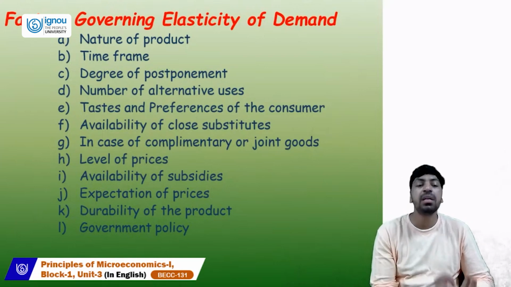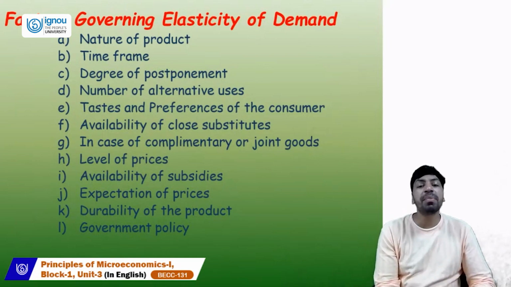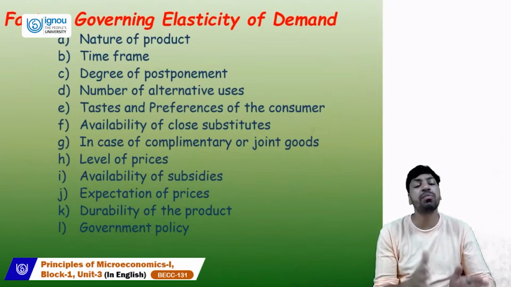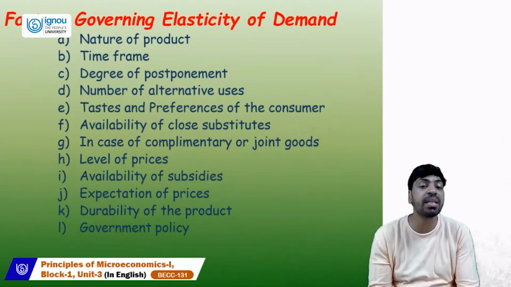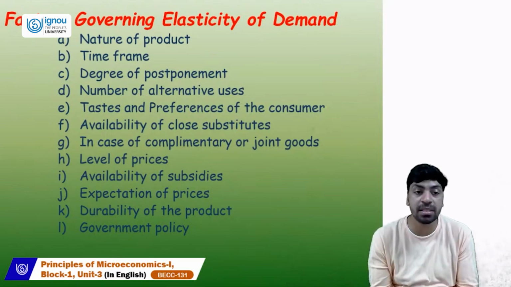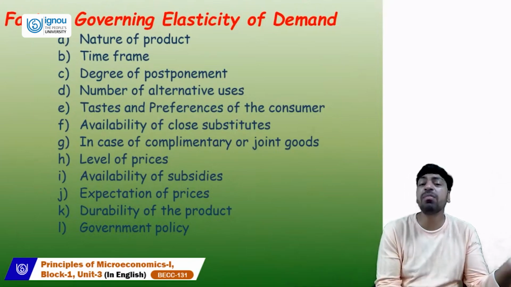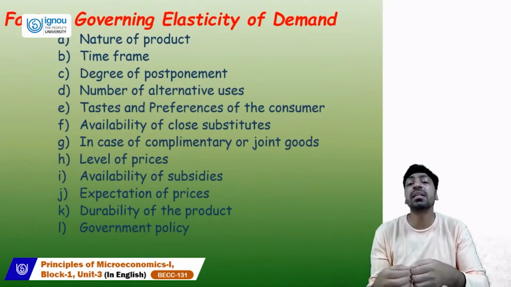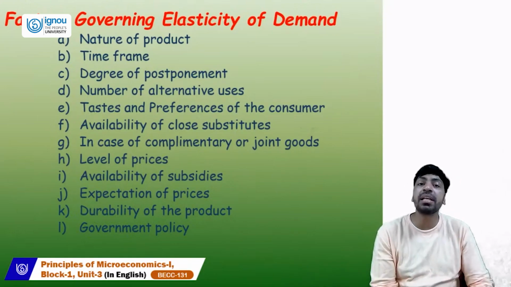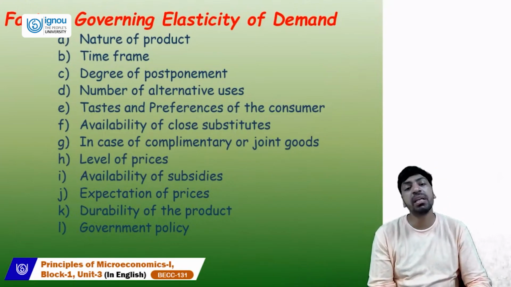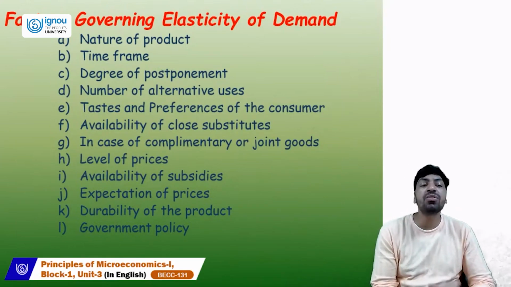the demand. Next is in case of complementary or joint goods. When we talk about complementary or joint goods, it would be a positive relationship. That means it's relatively elastic. So it depends upon the type of goods that the consumer is consuming, and accordingly the elasticity of demand could be calculated. The next one is level of prices.